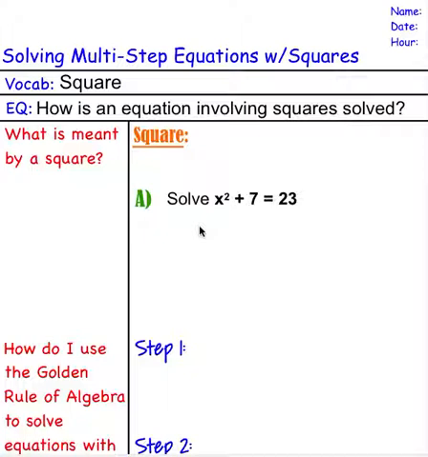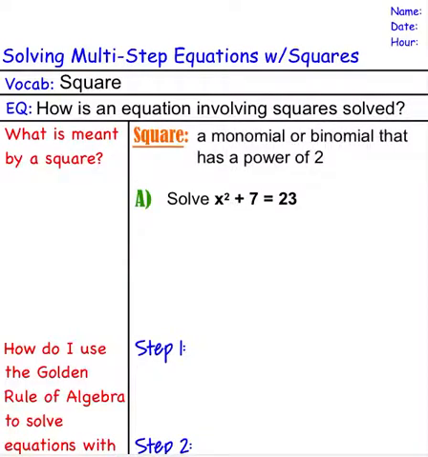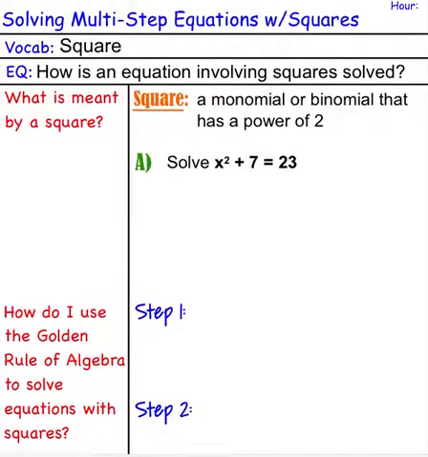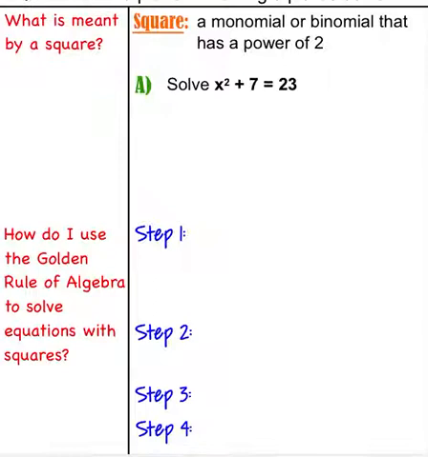But before we can really truly go ahead and start solving them, we need to know how we define a square. Now I realize that a square to you up until this point for the most part has really meant a four-sided figure where all sides and all angles are the same measure. For this purpose, we are going ahead with a monomial or a binomial that has a power of 2. As is the case with our first example here, which is solve x squared plus 7 equals 23.